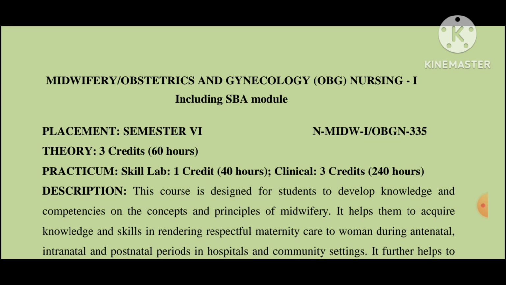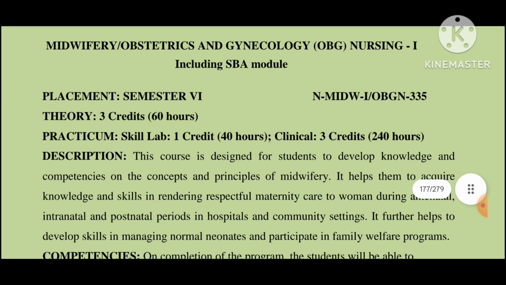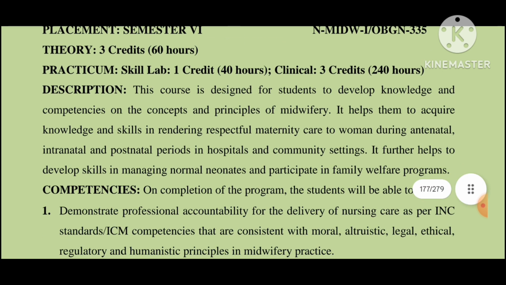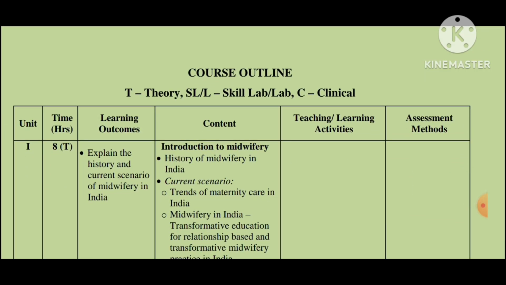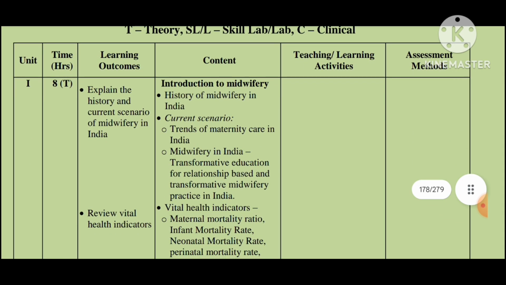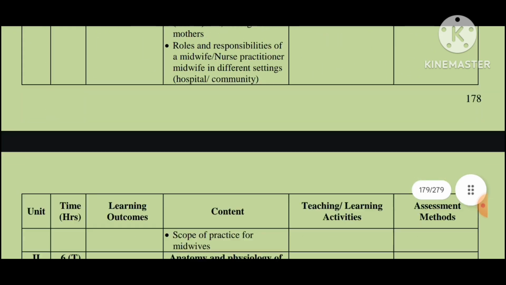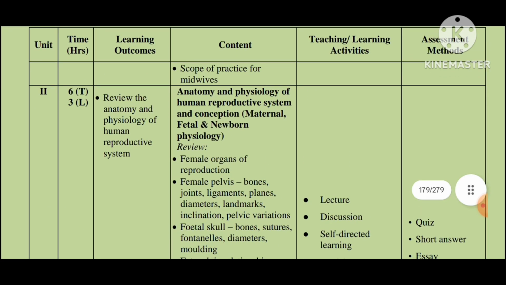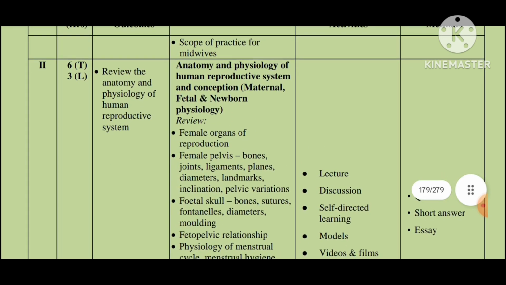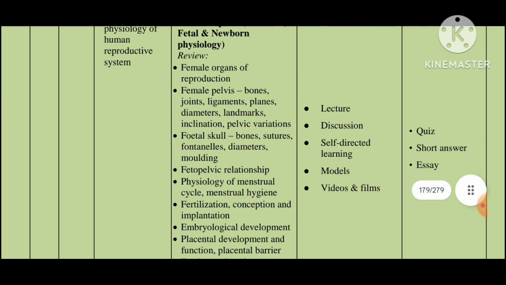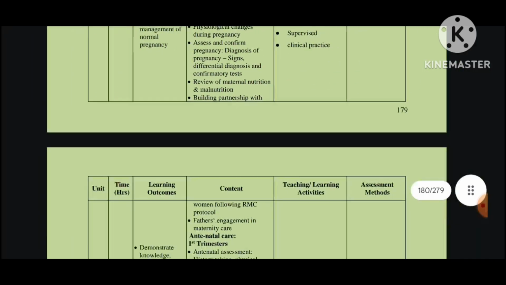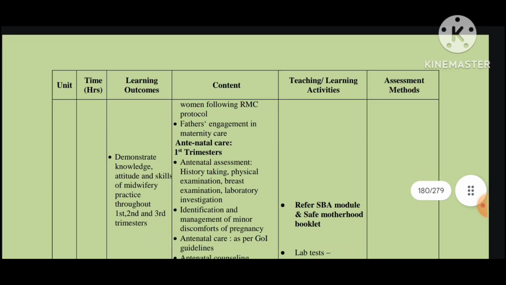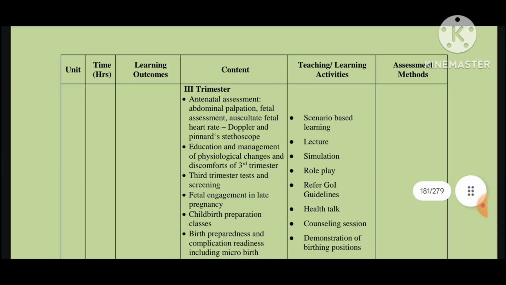Then you have another subject, midwifery, obstetrics and gynecology 1. That will continue in the 7th semester also. Here you have 60 theory hours in OBG. These are the various course outlines. Chapter 1, introduction to midwifery. Then the next unit, anatomy and physiology of the human reproductive system, and conception, maternal, fetal and newborn physiology. Then you have assessment and management of normal pregnancy, antenatal. These are the various units you will learn in the 6th semester.